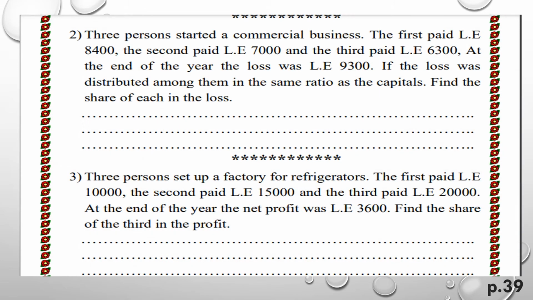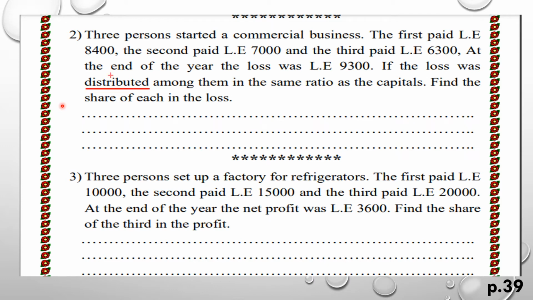Page 39, number 2. 3 persons started a commercial business. The first paid LE 8400, the second paid LE 7000, and the third paid LE 6300. At the end of the year, the loss was LE 9300. If the loss was distributed among them in the same ratio as the capitals, find the share of each in the loss. Here we have a keyword which is distributed.